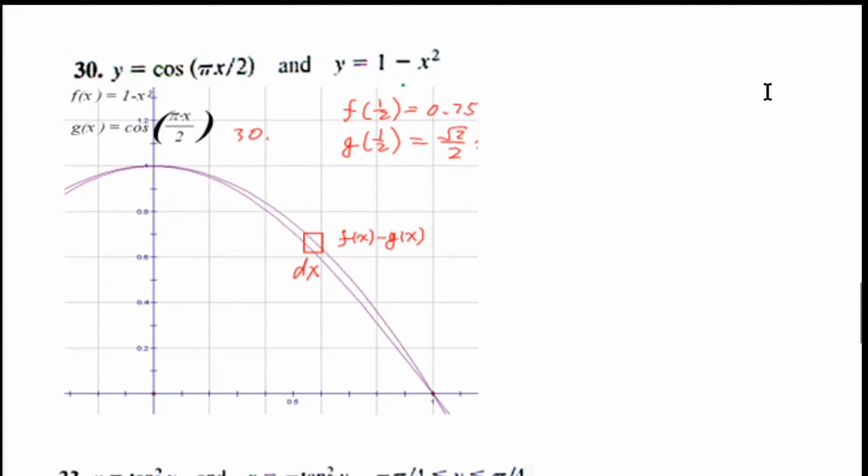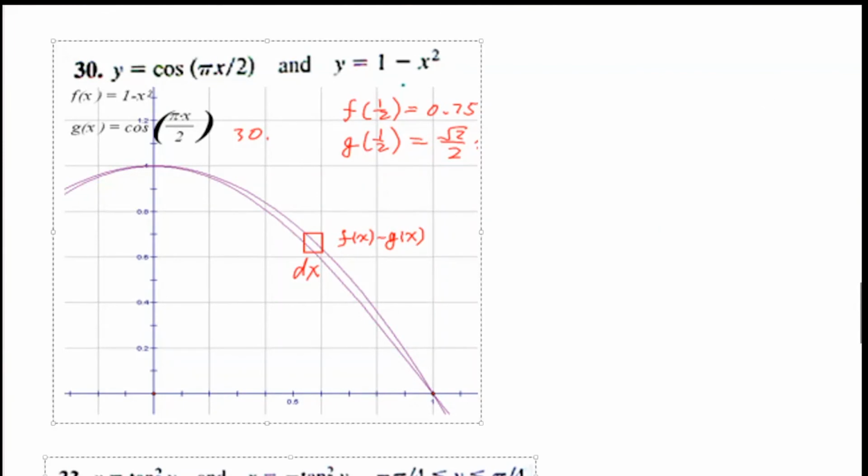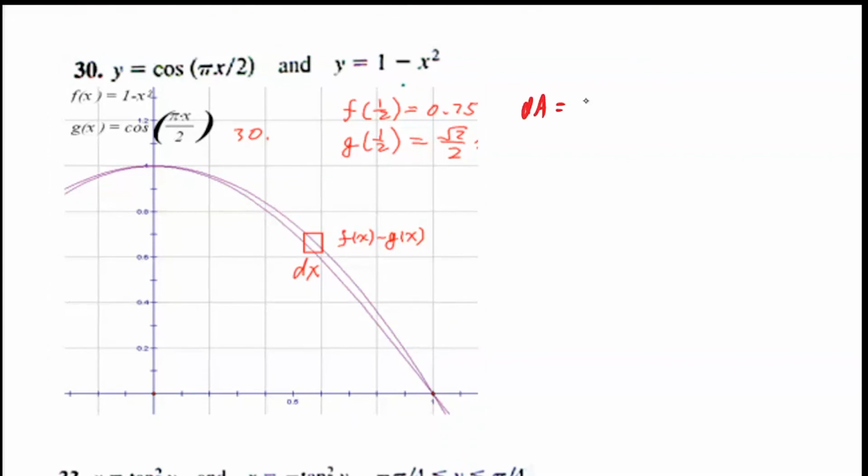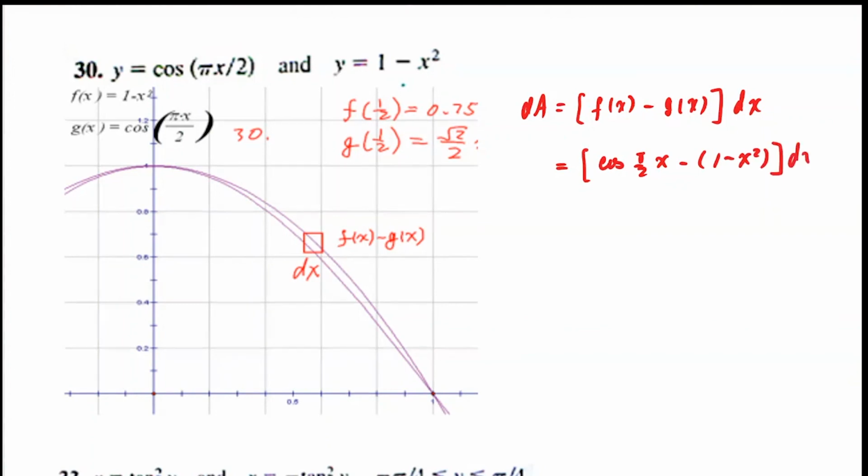Okay, so that's a preliminary work. Now, having said that, then my dA here is this bigger one, f of x minus g of x times dx, isn't it? Good. Okay, then plug it in. So we have cosine of pi over 2 x minus 1 minus x squared dx. Okay, so we can integrate.